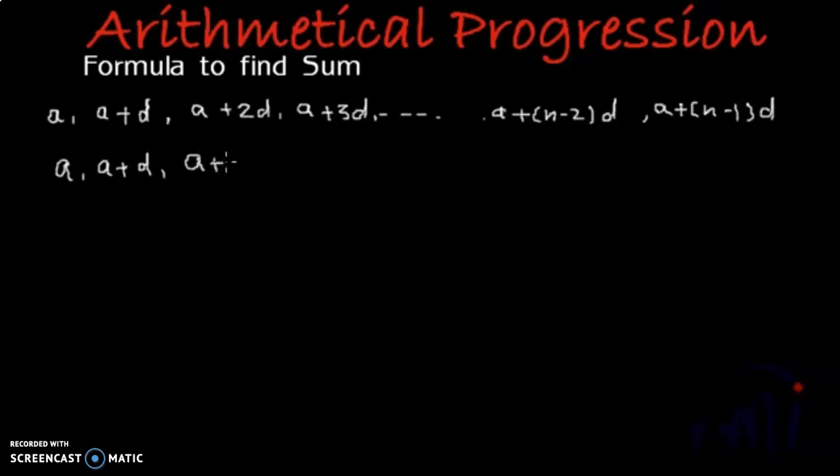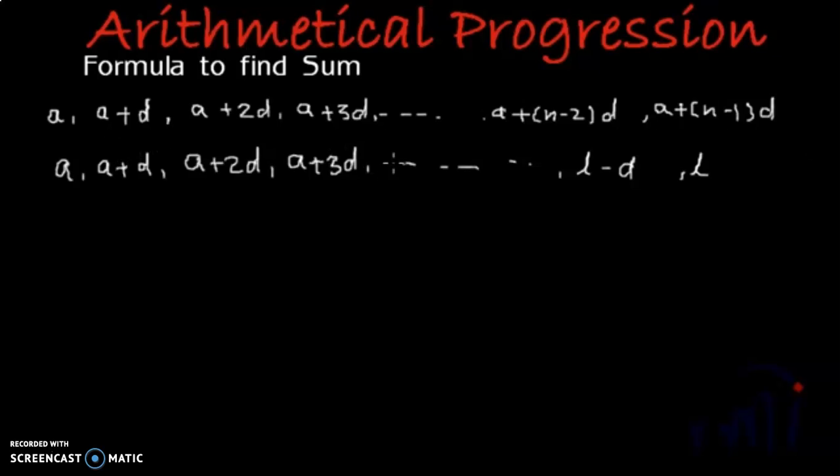We are just writing those terms one more time. A plus d, a plus 2d, a plus 3d, going on like this, and for a plus n minus 1 d we are giving the name L. That is, a plus n minus 1 d is the last term, so it is called L, right? We are just giving the name L.